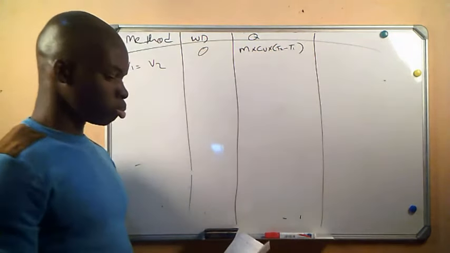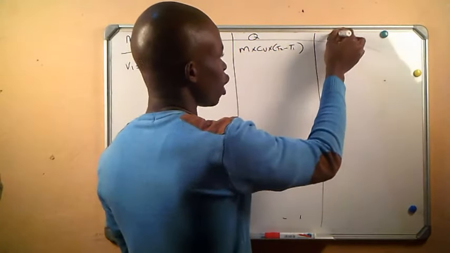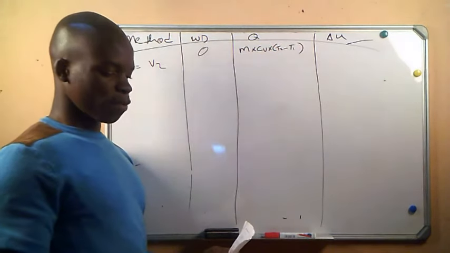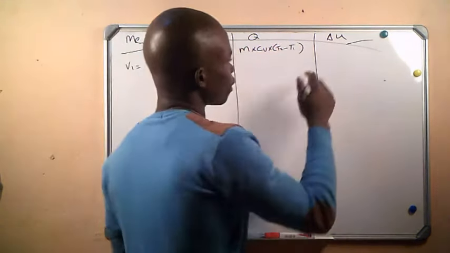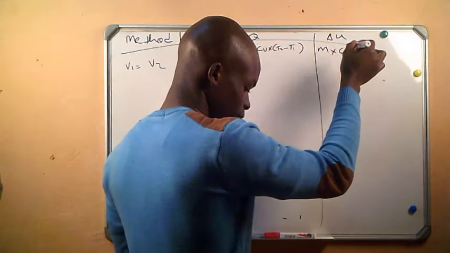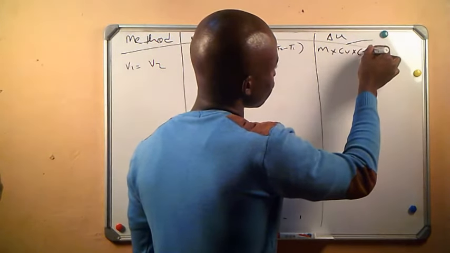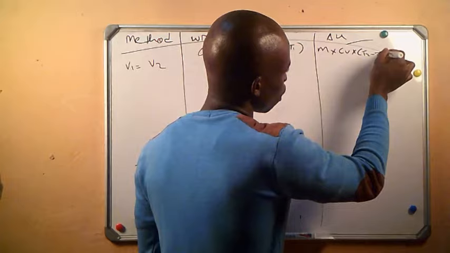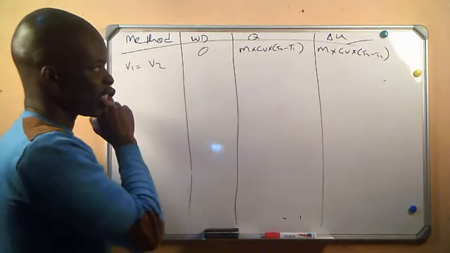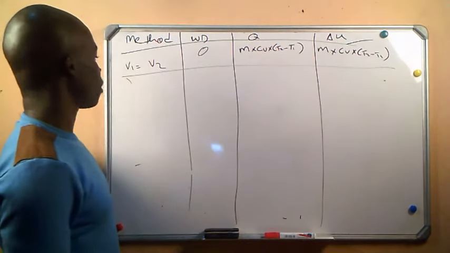And then our change in internal energy will be given by this formula, which is the same as Q: m times Cv times change in temperature, T2 minus T1. That's our change in internal energy. So we are done with the first method.